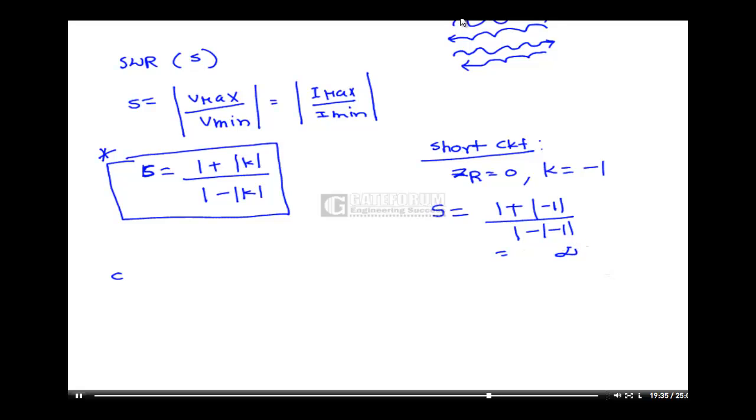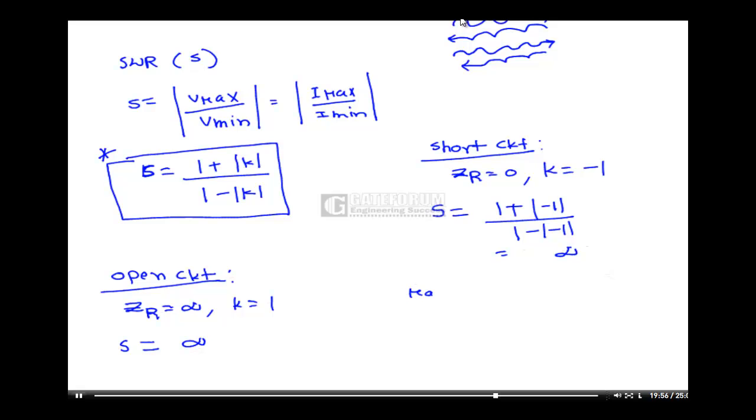Similarly, suppose the open circuit case. In the open circuit case, ZR is equal to infinite. What is the K value? K is equal to 1. For this case, what is the standing wave ratio? 1 plus mod 1 by 1 minus mod 1. This also gives us infinite.